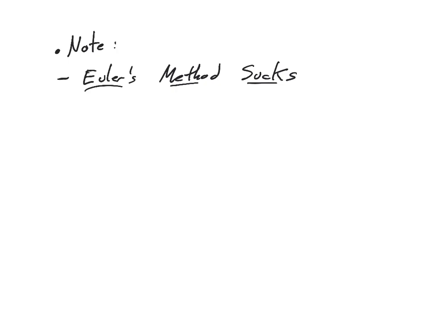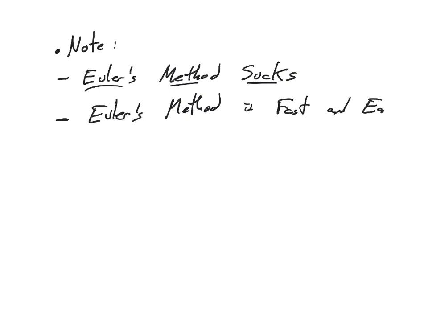It does have some problems. You're going to see that it loses accuracy with each step, and it doesn't really last for very long. But the other thing is that Euler's method is the easiest and fastest thing to compute. So Euler's method is in fact fast and easy to use and to compute the numbers.